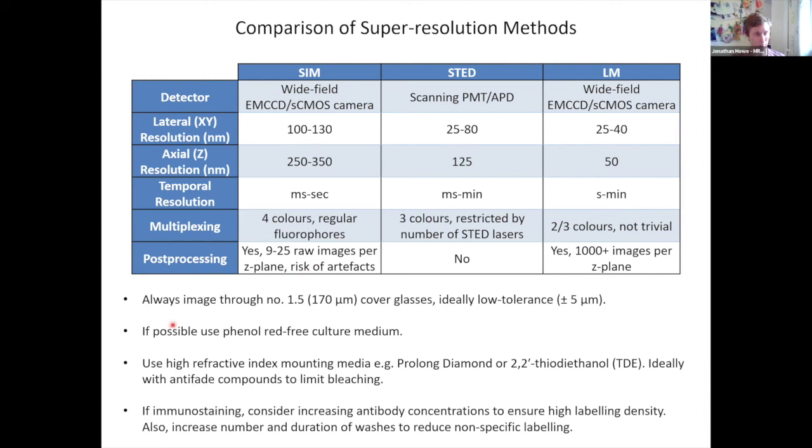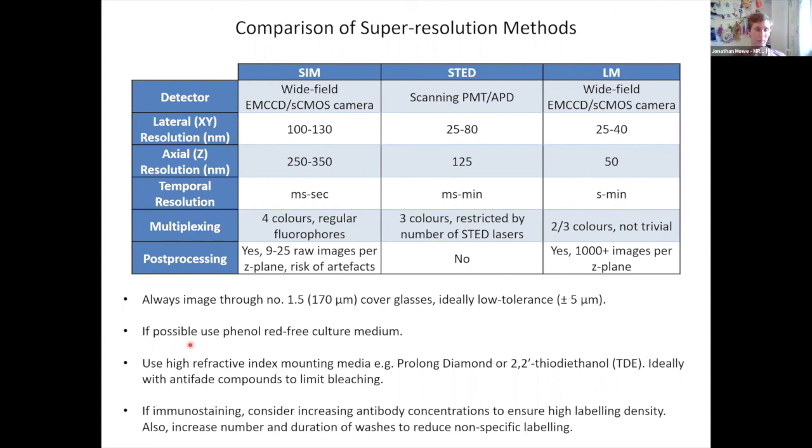Just a few tips here at the bottom before I conclude. If you're doing super res, you should use a number 1.5 thickness cover slip. This is the thickness of cover slip which most lenses are designed to be used with. And ideally use the low tolerance or high precision versions.